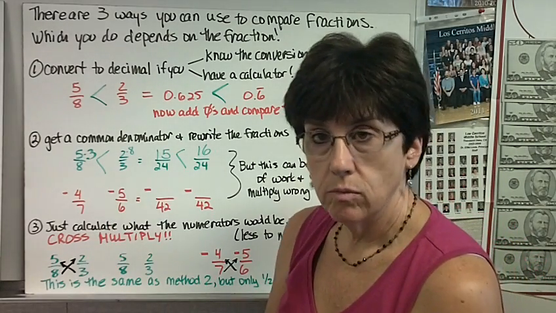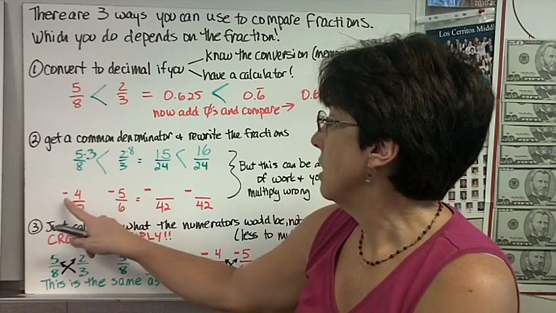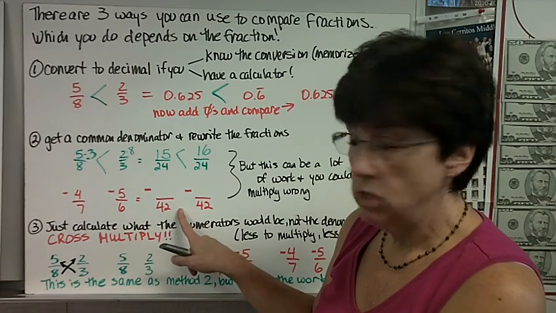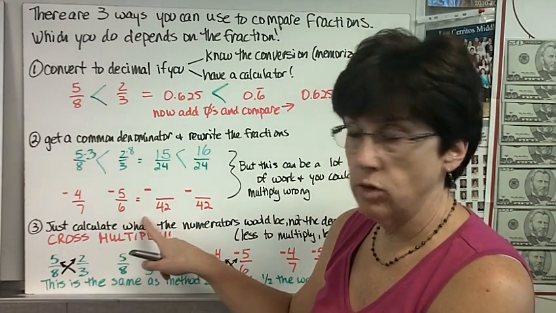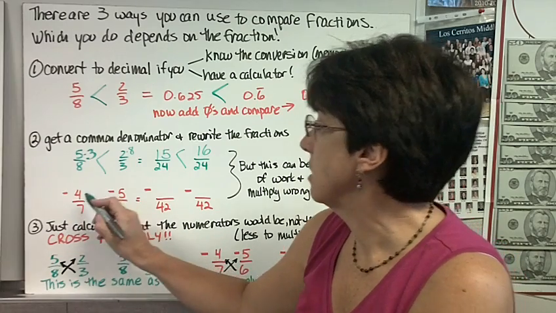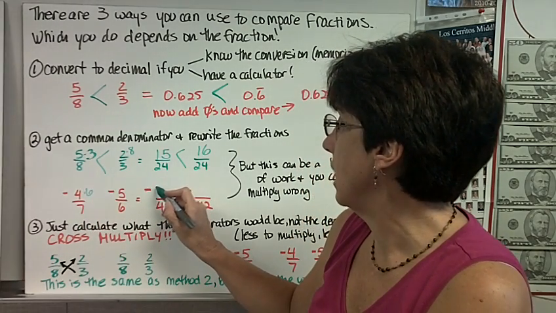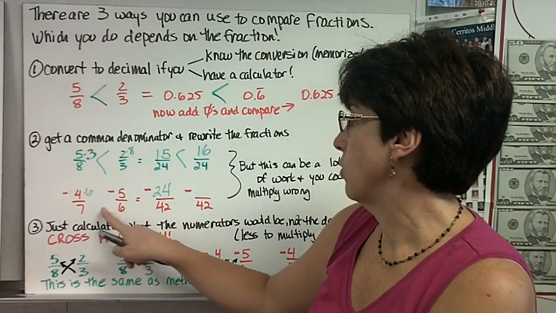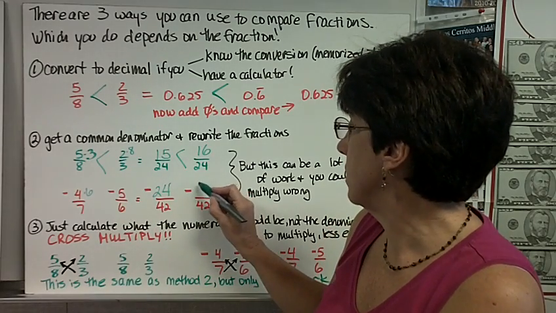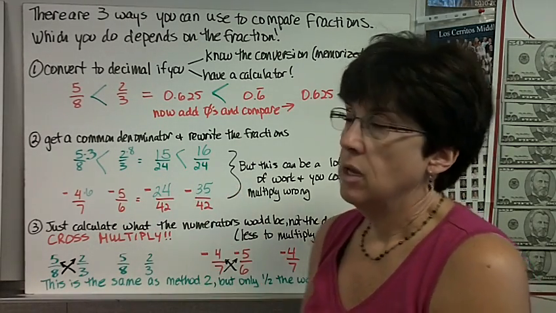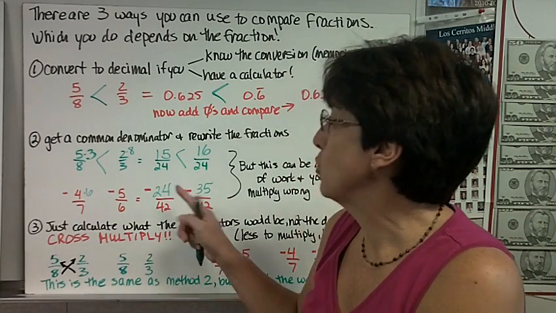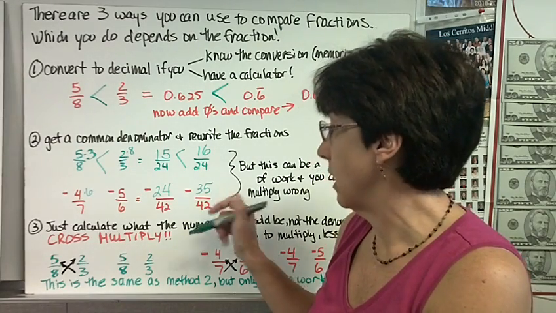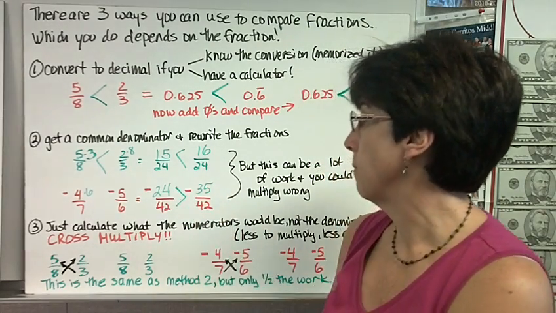Now let's do another problem with more numbers. Negative 4 sevenths versus negative 5 sixths. The common denominator is going to be 42, because 7 times 6 is 42. So I do 4 times 6, that'll be negative 24. I already wrote my negative sign on. And 7 times 6 is 42, so 7 times 5 is negative 35. Now if these were whole positive numbers, we would say 35 is bigger. But since it's in negative land, it's reversed. So this one is bigger.